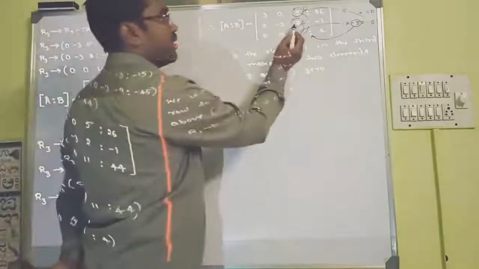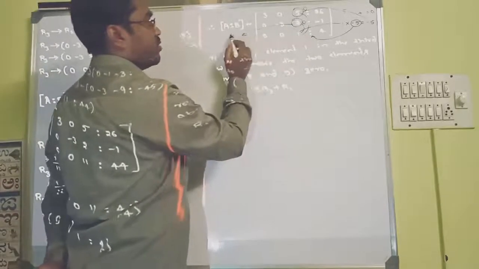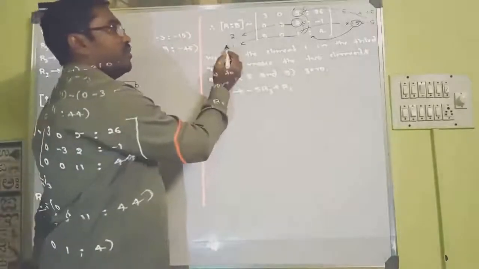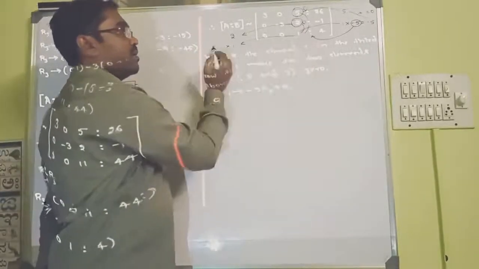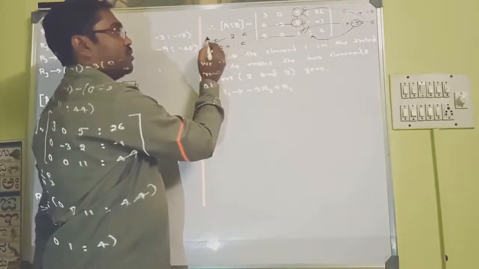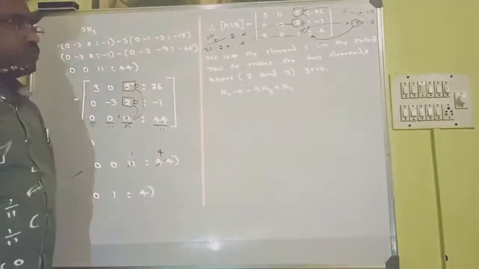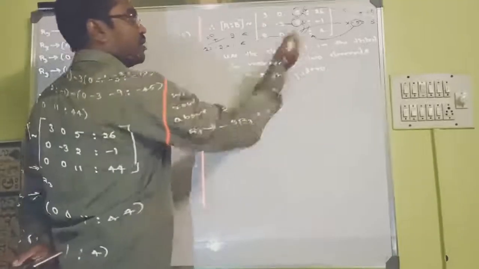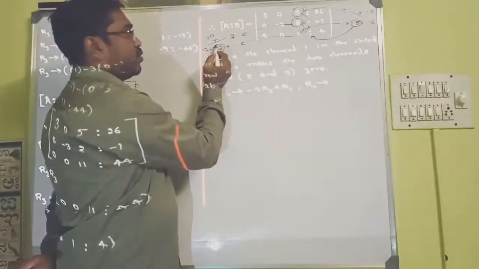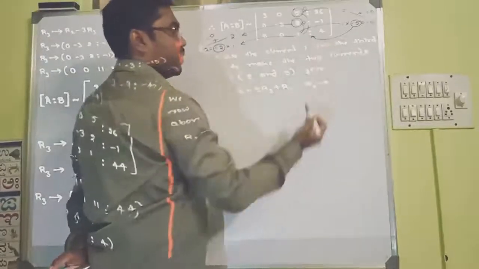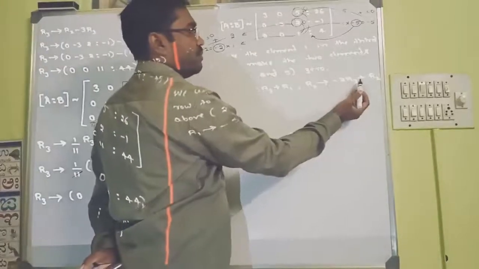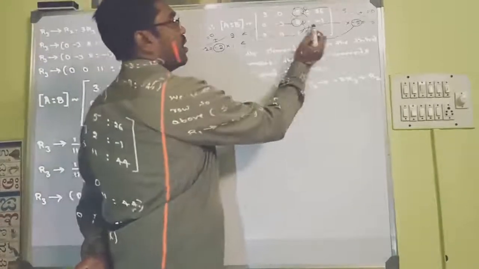Similarly, how can we make this element 0? We have 2 here, we have 1 here. So what do we do? We multiply R3 by minus 2, which gives minus 2. Then we add to get the answer as 0. So what does our R2 change to? R2 changes to minus 2 times R3 plus R2 elements.